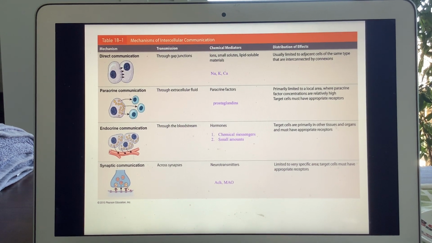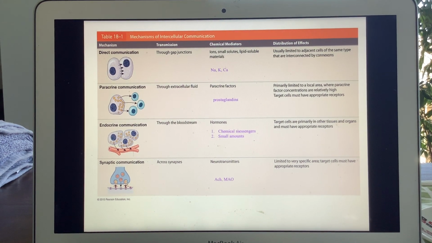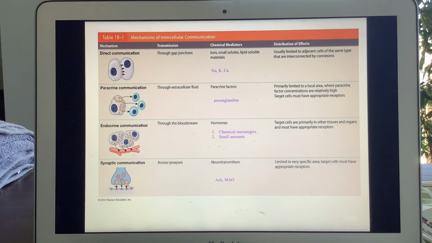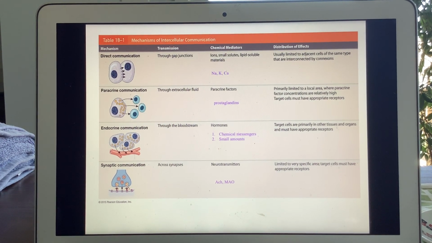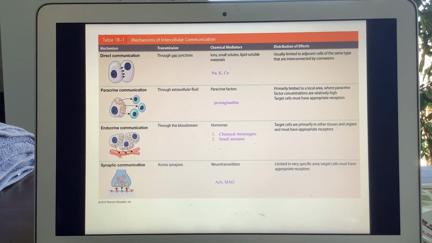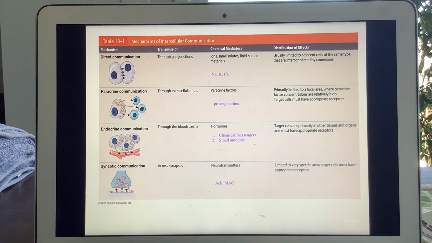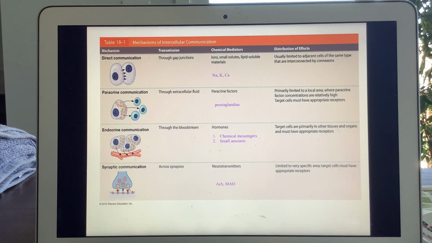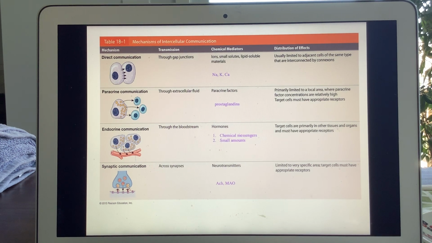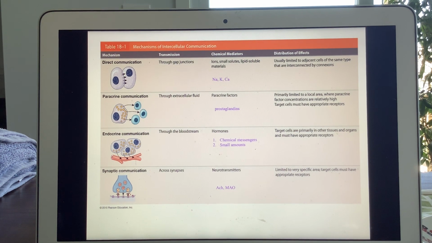So the third thing that you're going to think about is the distribution of effects. You need to think about it in distance and why. So direct communication occurs only when cells are touching. So it's a very, very short distance, in essence, none. And the cells have to have junctions between them. The last three, paracrine, endocrine, and synaptic communication, all have to have receptors because they don't touch. Those chemical mediators are going to be specific for the target cells.